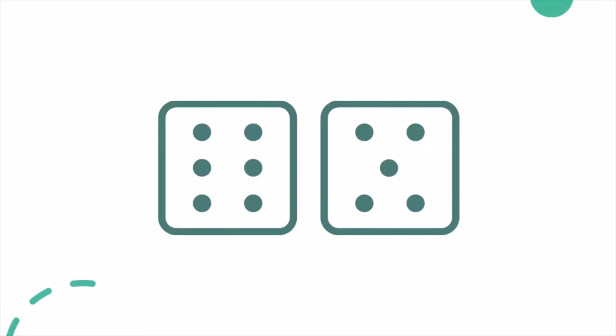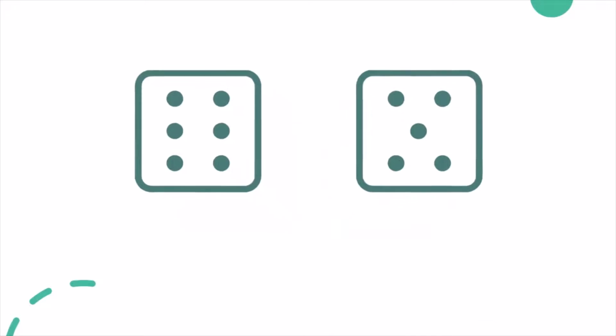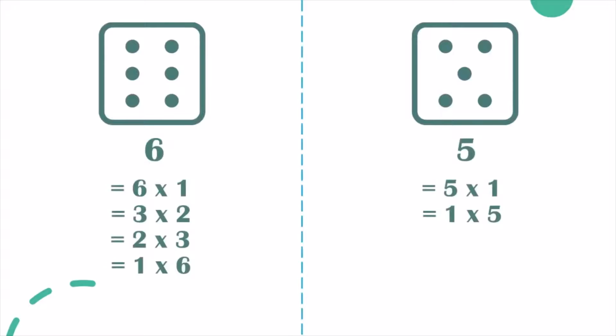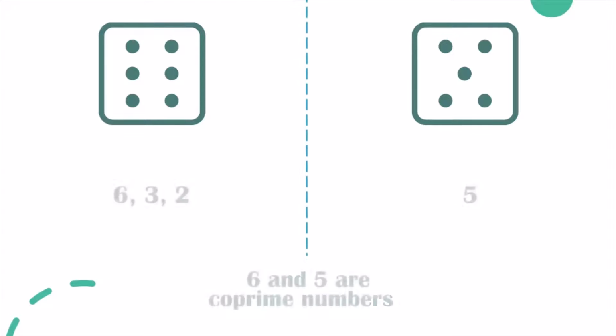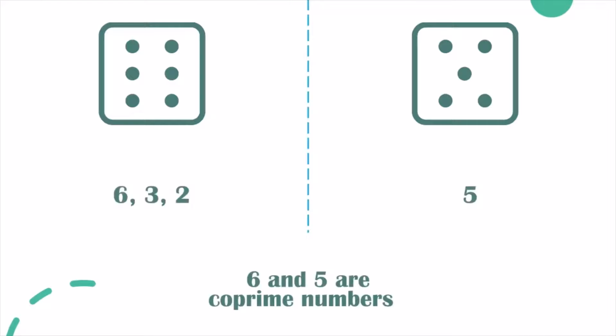Rolling the pair of dice, note down the numbers, and check if they are coprime. That is, look at what divides both these numbers, forgetting 1. Do they share any? 6 and 5 on the screen do not share any factors. Therefore, they are coprime.